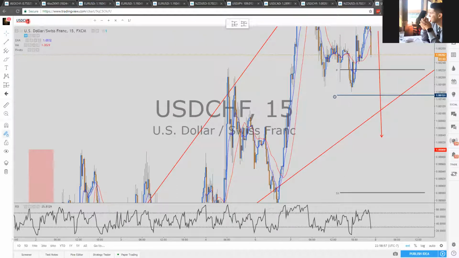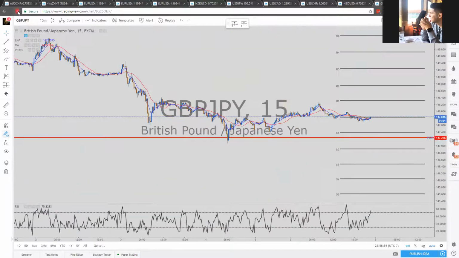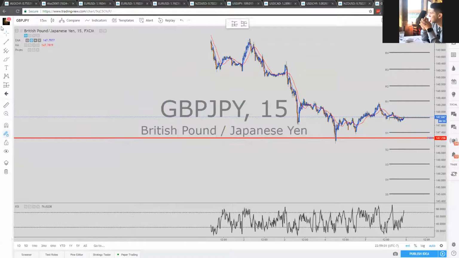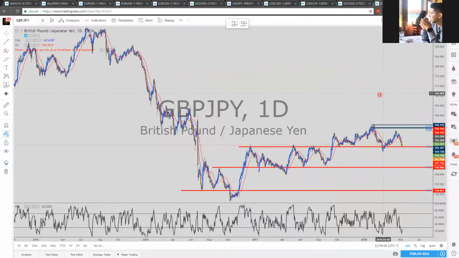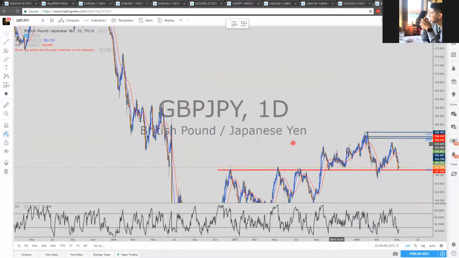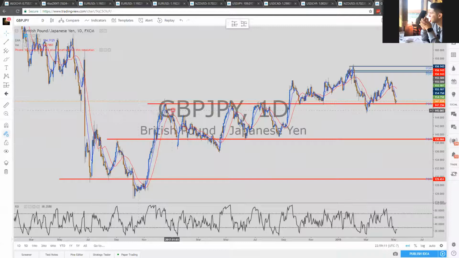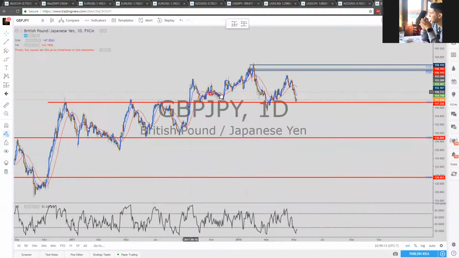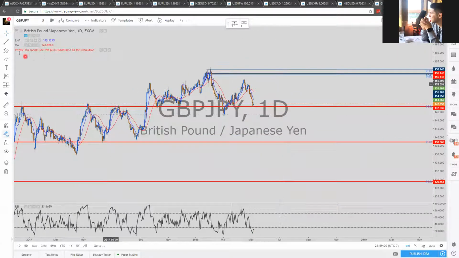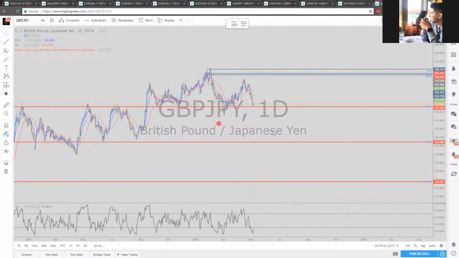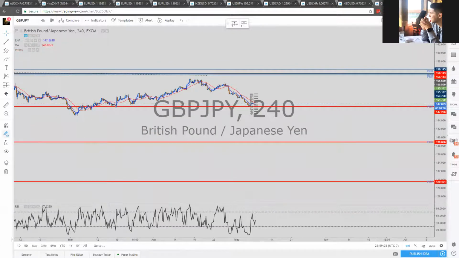So GBP JPY. All right, so we can see on the daily, it's hitting off this support level here. It's at a support level here. We don't see any divergence just yet, but we might be seeing a rejection happening. Let me actually look at MT4 real quick.